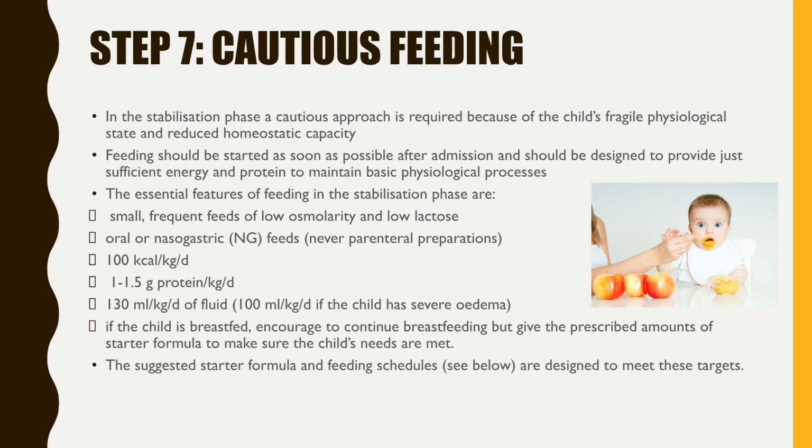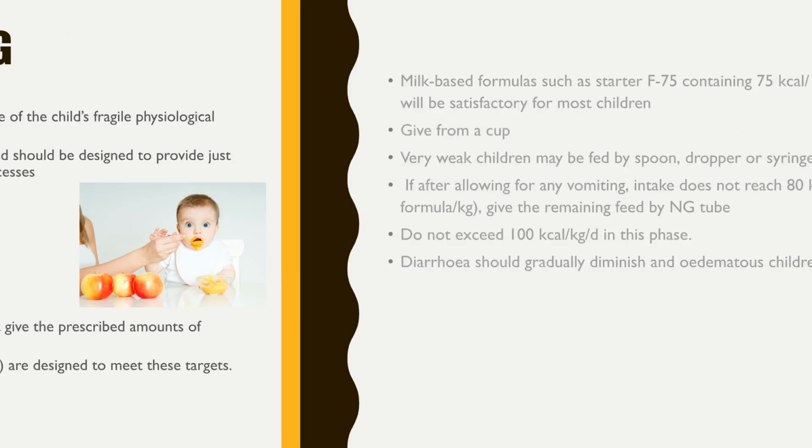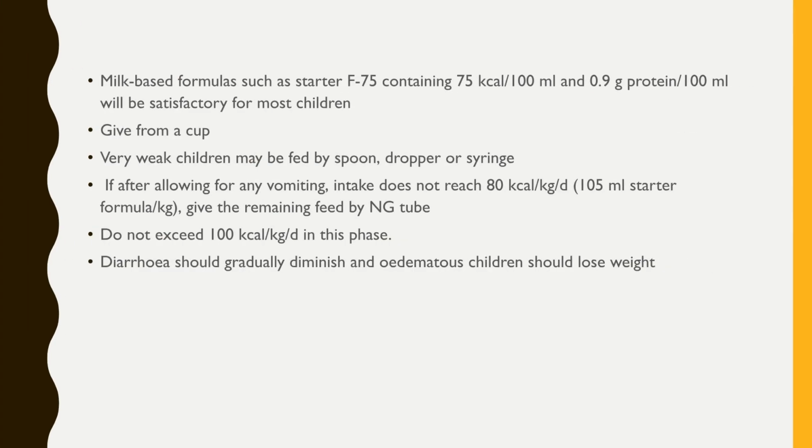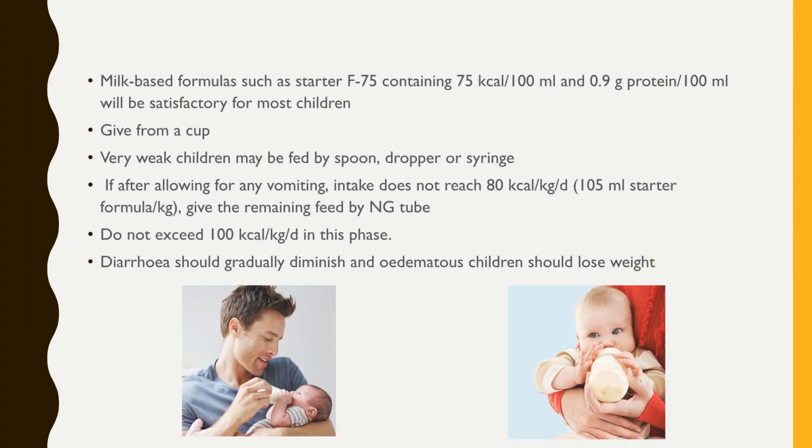Start feeding as soon as possible, with small, frequent, low osmolarity, and low lactose feeds. Aim for 100 kcal and 1 to 1.5 grams of protein per kilogram per day, and 130 milliliters of fluid per kilogram per day. Milk-based formulas like Starter F75 are satisfactory. Give feeds from a cup or by spoon, dropper, or syringe for weak children. If intake doesn't reach 80 kilocalories per kilogram per day, give the remaining feed by NG tube, but do not exceed 100 kilocalories per kilogram per day.